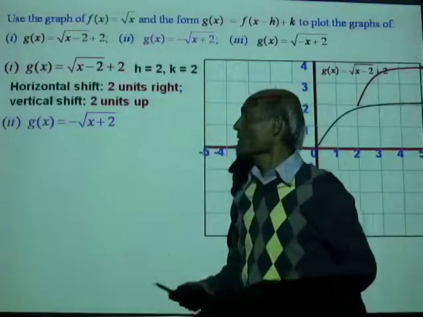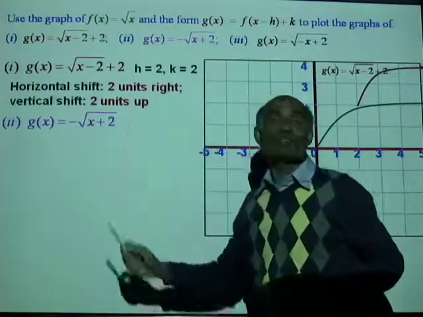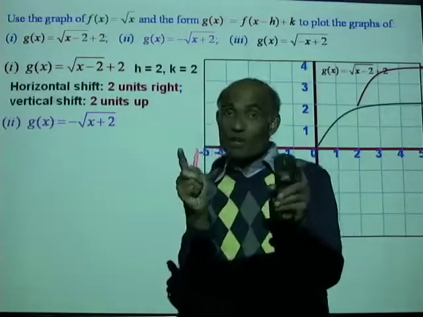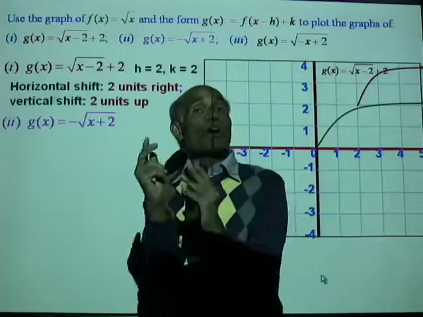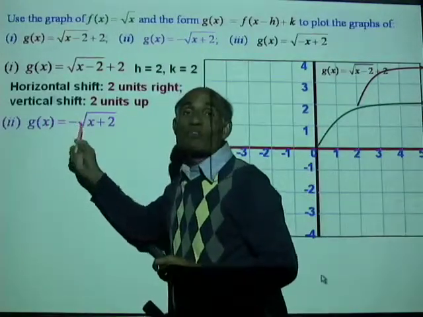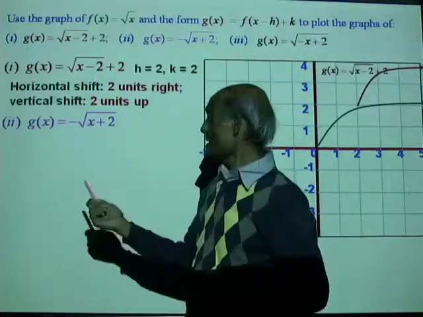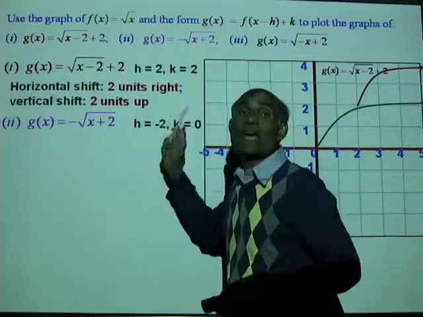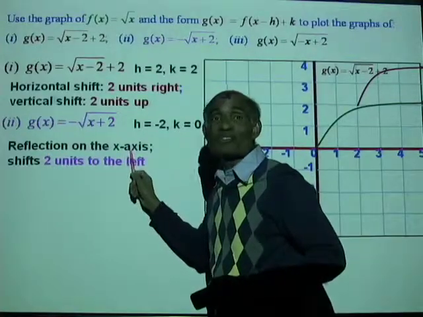How about the next one? g of x is negative square root of x plus 2. What does this negative do? Again, look at the difference between negative f of x and f of negative x. Don't confuse that. This negative will reflect the graph on the x-axis. That's right. So h equal to negative 2, k equal to 0, and the reflection on the x-axis.